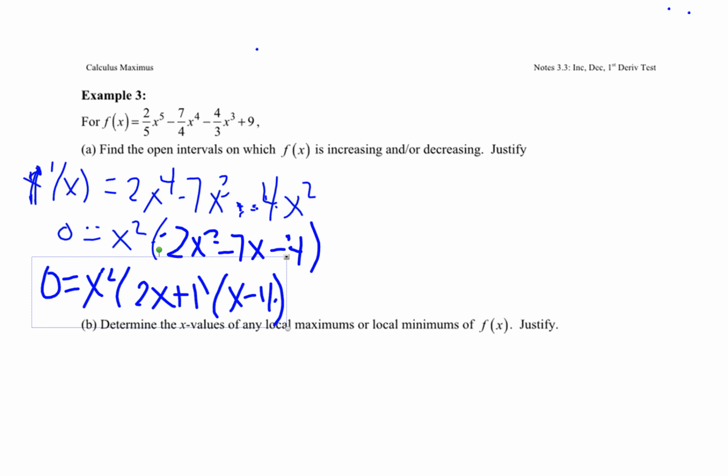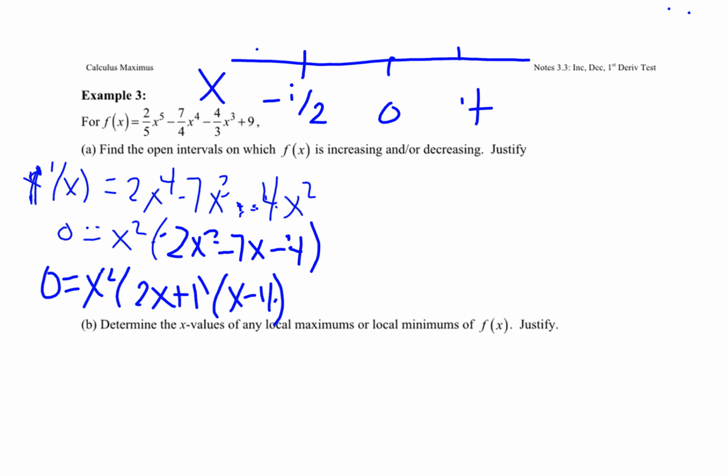So we have 3 critical values we're going to put on our number line. We have negative 1/2, 0, and also 4. These are the x values, and we're checking the sign of f prime. Okay, so if you plug in numbers on either side of those, you'll see it goes positive, negative, negative, positive.